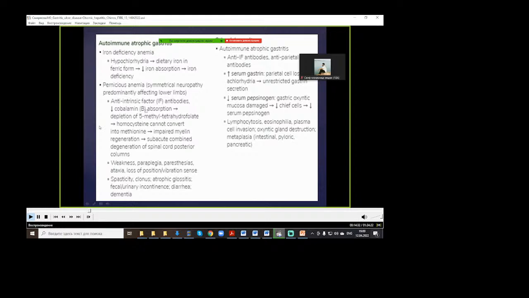And patients with autoimmune atrophic gastritis may have symmetrical neuropathy predominantly affecting the lower limbs because vitamin B12 plays a role in lipid metabolism in the nervous system. That is why these patients may have weakness, paraplegia, paresthesia, ataxia, loss of position and vibration sense, spasticity, and clonus.